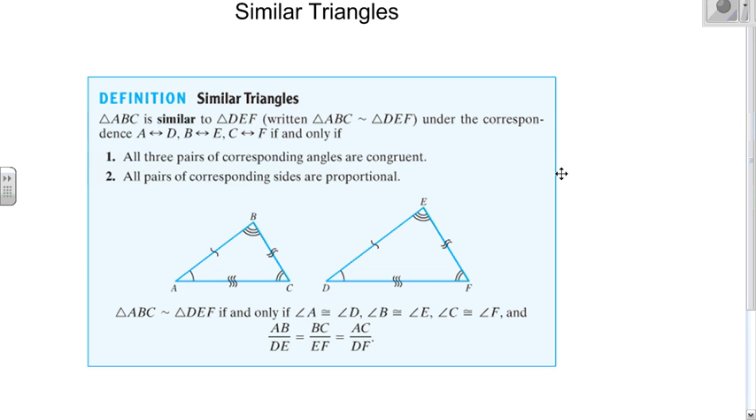Similar triangles are similar in shape, but not size. So that means all their angles are congruent, but their sides are proportional. And that's what this squiggle represents: proportional.